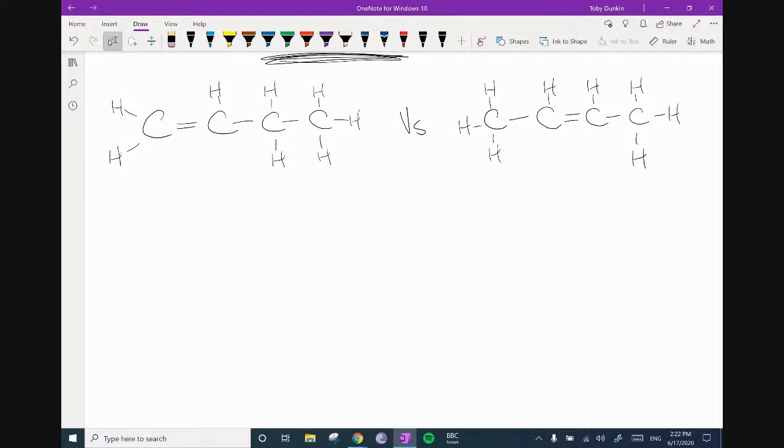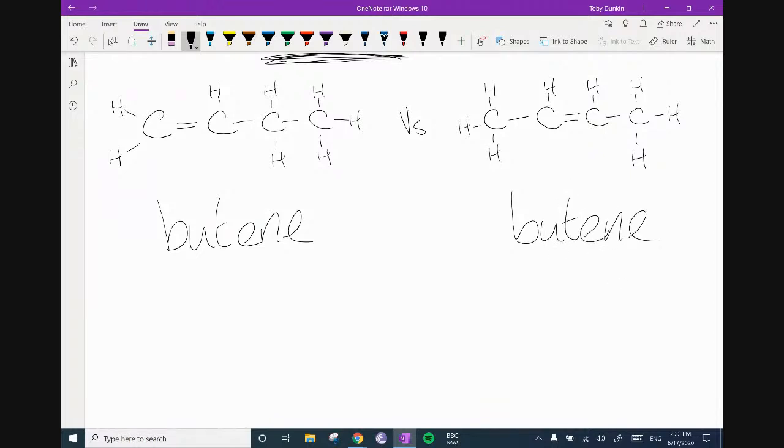Anyway, the problem is, if we were just to run our rules, we realize that both of these would be butene. Now, at GCSE, this is actually allowed. They don't care. Well done, Donna. Z-butene. That's correct. Thank you, Donna.